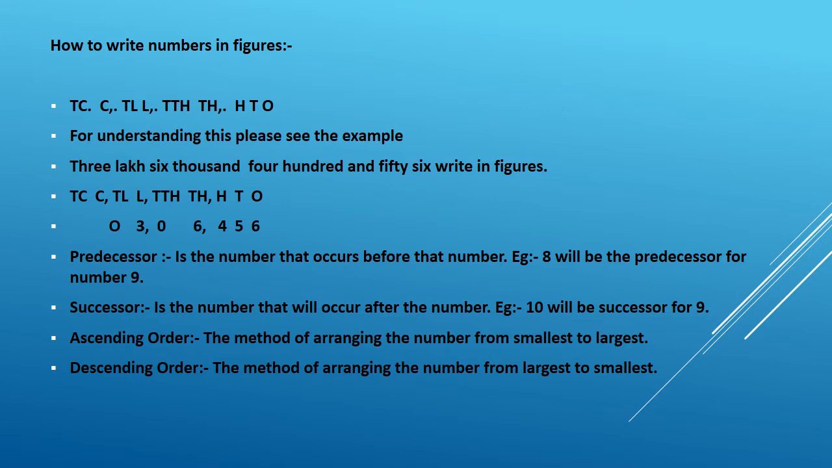Now we will discuss predecessor and successor. Predecessor is the number that occurs before that number. Example, 8 is the predecessor of 9. Successor is the number that occurs after the number. Example, 10 is the successor of 9. Now, the next topic is ascending and descending order. Ascending order means arranging the numbers from smallest to largest. Descending order means arranging the numbers from largest to smallest.